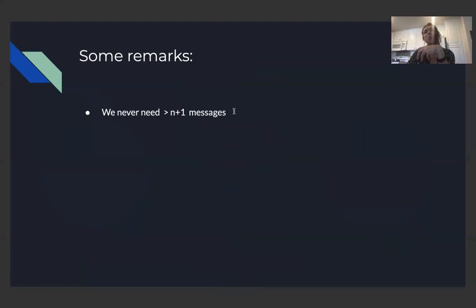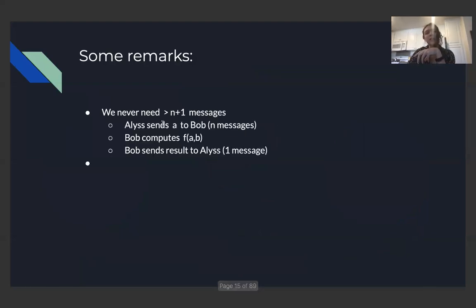We never need more than n+1 messages, right? Because Alice can just send her entire string to Bob. Bob computes f(a, b), and then Bob sends the result back to Alice. And that takes n+1 messages.